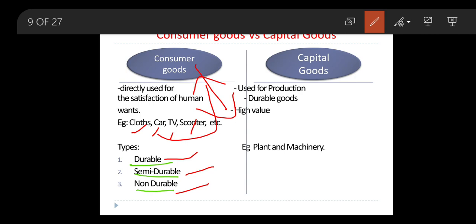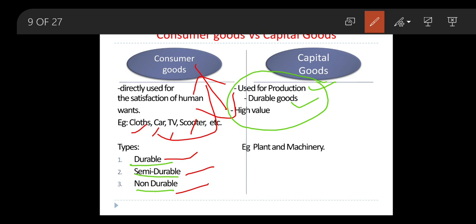Now let's come to capital goods. There are three criteria of capital goods. Number one, use for production. A good is used for producing a final good. The good must be used for producing a final good.